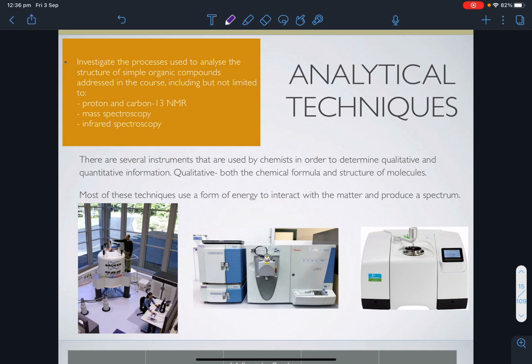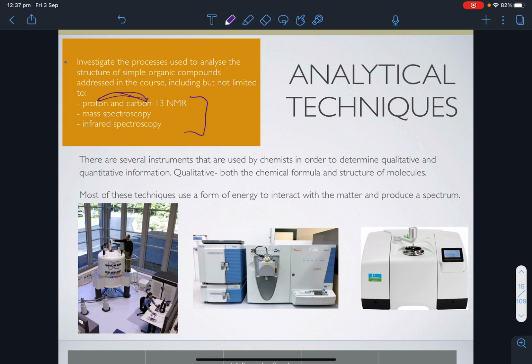Okay, next syllabus point is asking us to investigate the processes used to analyze structure of organic compounds. With these, I was going to say 3, but there's 4 techniques in there. 2 are very closely related though. So that's going to take up the most of this chapter. I think that's the end of the chapter, but it's a long path.